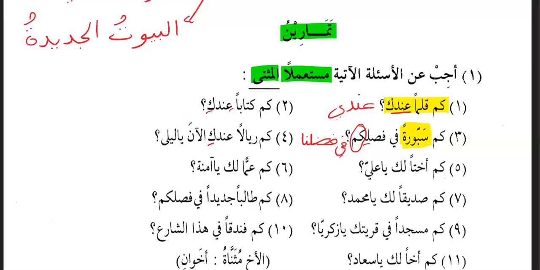نعم قاسم كم ريالا عندك الآن يا ليلى؟ عندي ريالان. So you say عندي ريالان. نعم. ما معنى الجملة؟ How many riyals do you have? I have two riyals. This is Saudi currency.